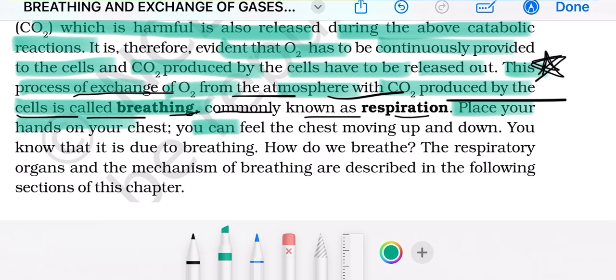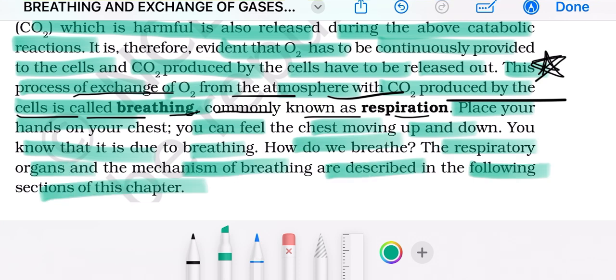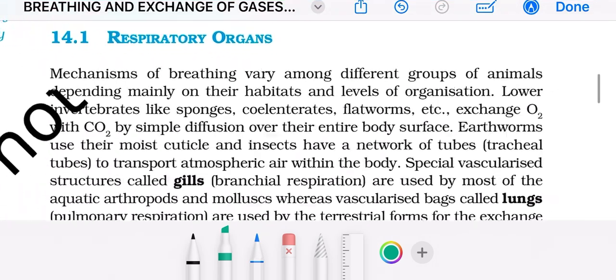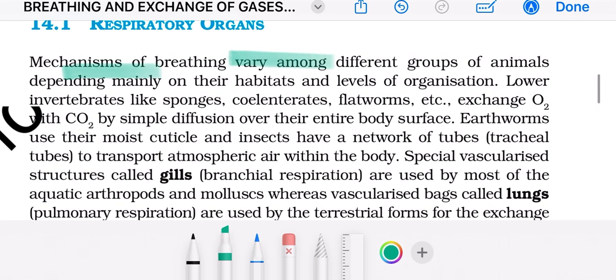Place your hands on your chest. You can feel the chest moving up and down. You know that it is due to breathing. How do we breathe? The respiratory organs and the mechanism of breathing are described in the following sections of the chapter. Starting with the respiratory organs, the mechanism of breathing varies among different groups of animals depending mainly on their habitats and level of organization.